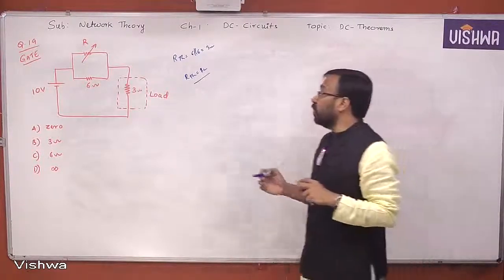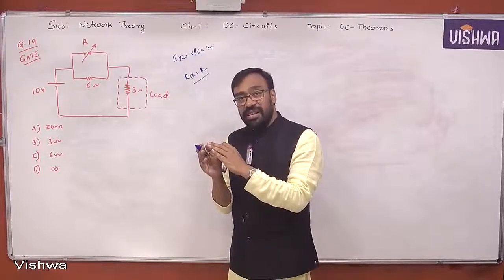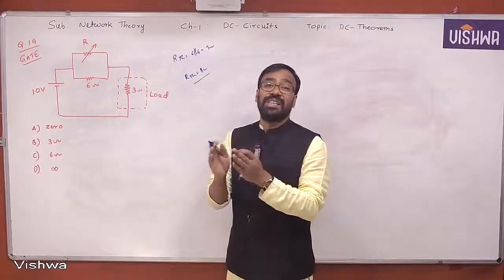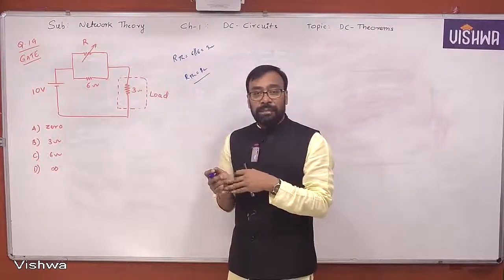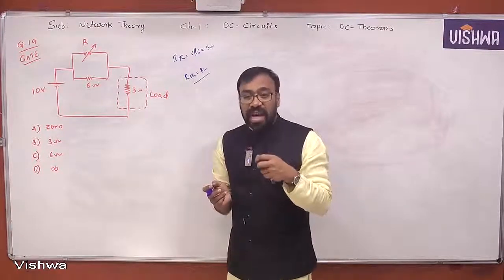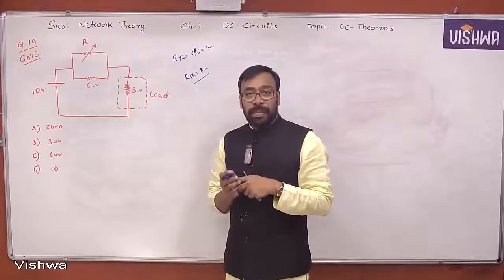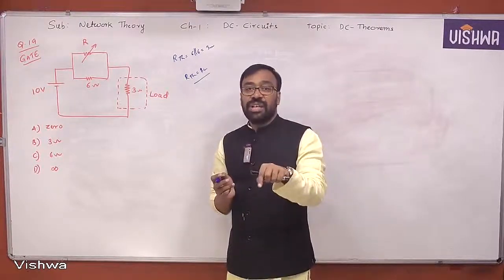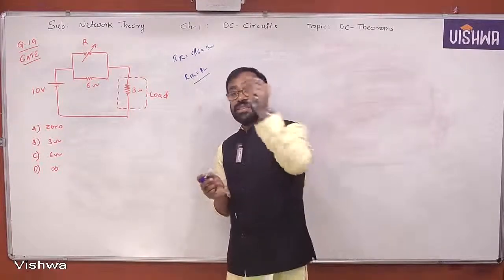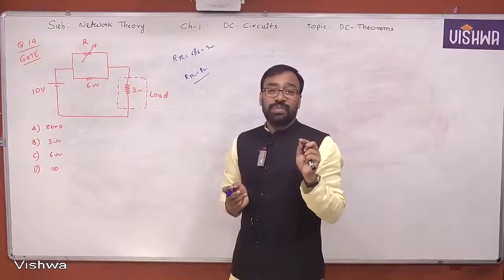Here, you need to vary RL and make it equal to RTH. That's nothing but RL is equal to RTH. The condition for maximum power transfer is you are trying to vary the value of RL until that RL value is becoming RTH. But if you vary RTH, that means you are varying RTH value until it is becoming equal to RL. So when RL is equal to RTH, then only it is maximum power transfer.